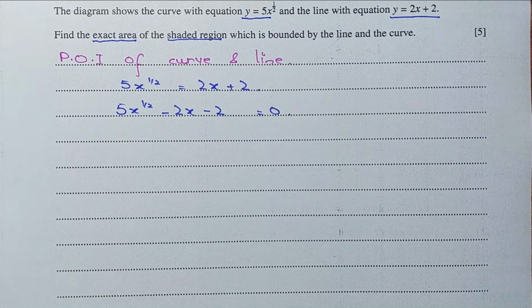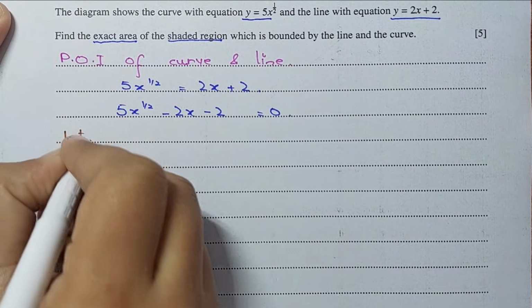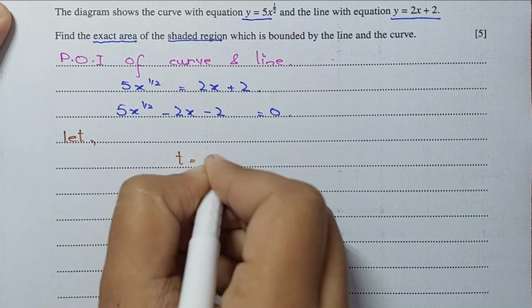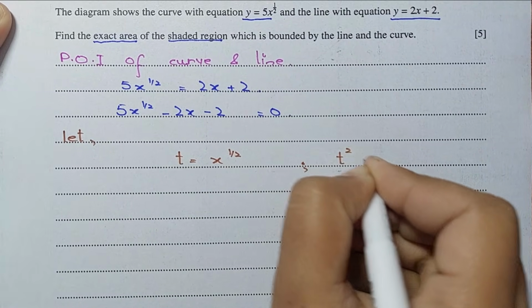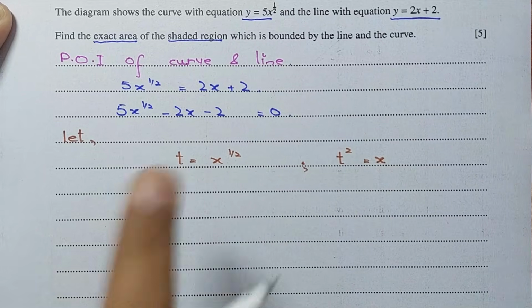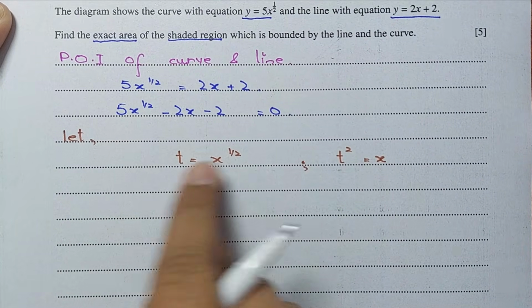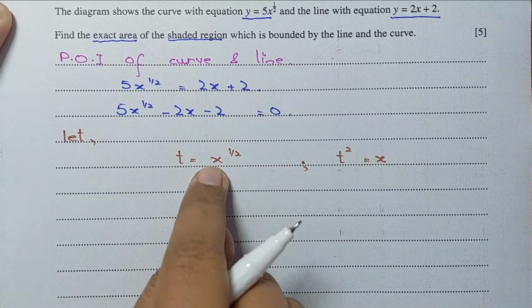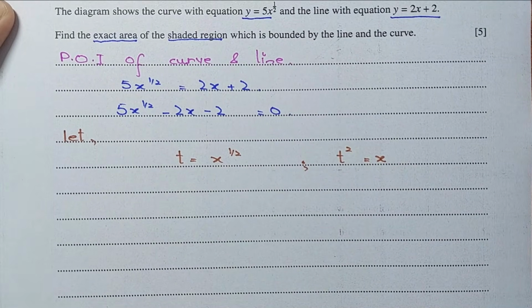Sorry, x to the power 1 by 2 is your t value, right? So let us suppose that t is x to the power 1 by 2 and t square is x. We can say x to the power 1 by 2 is t, and when you square both sides, this is t square and this is x to the power 1 by 2 whole square. We are just left with x, right?